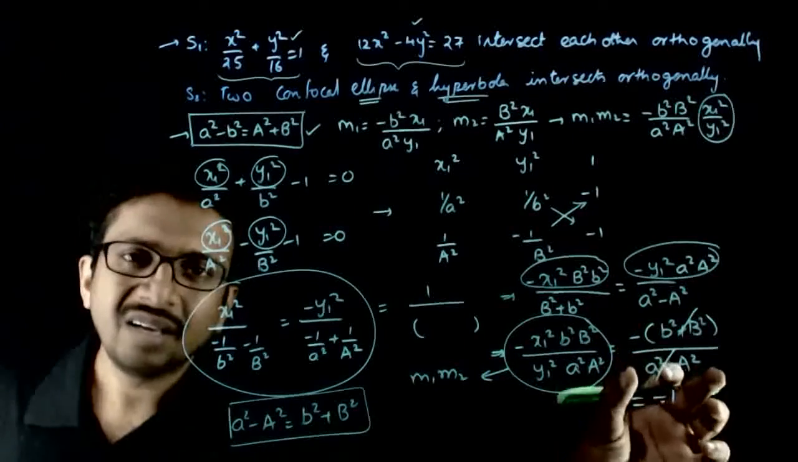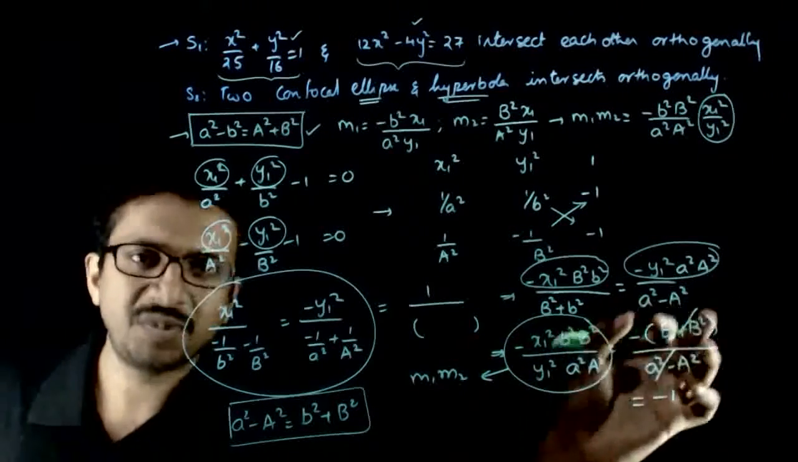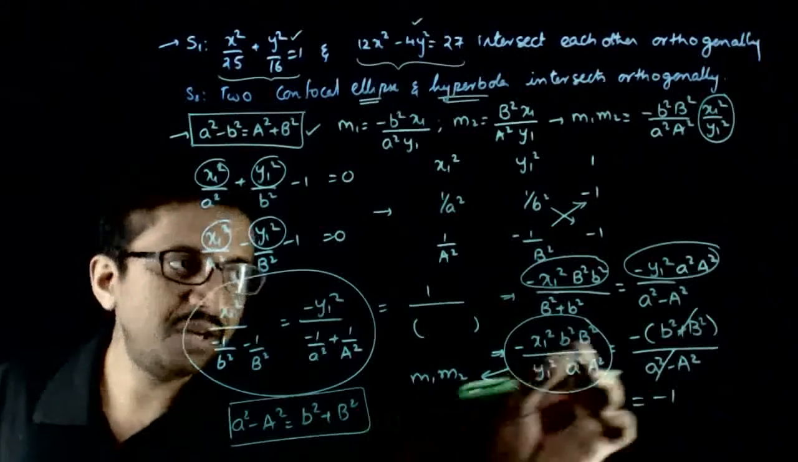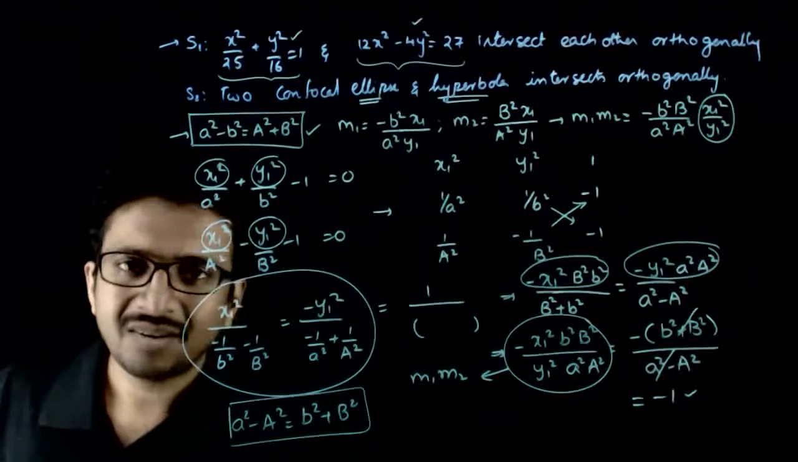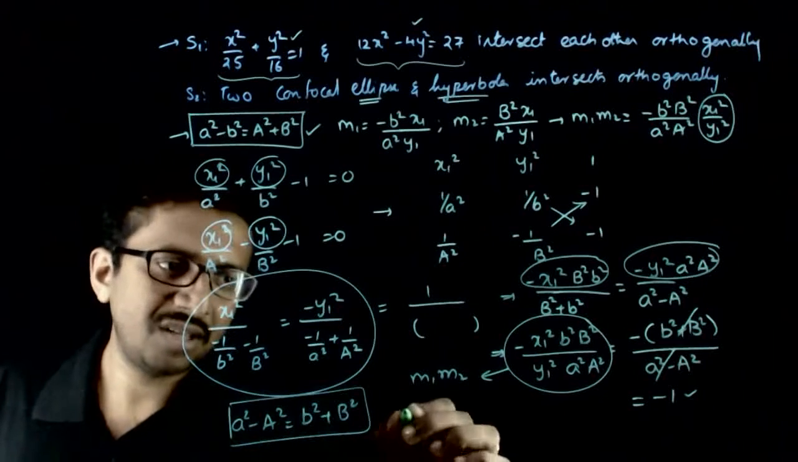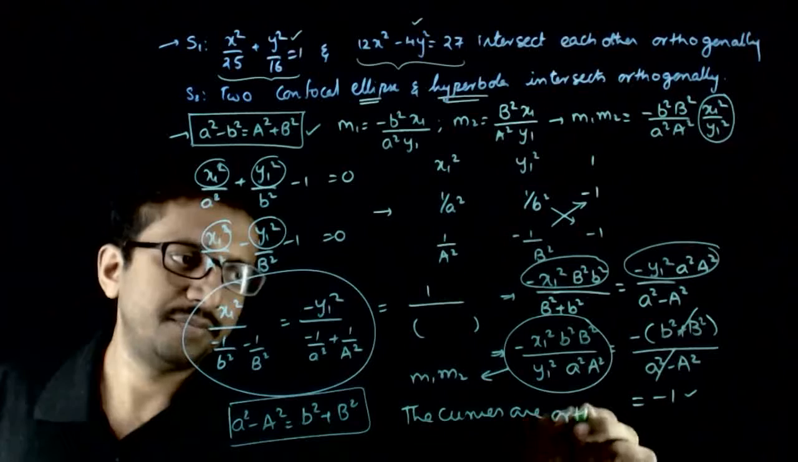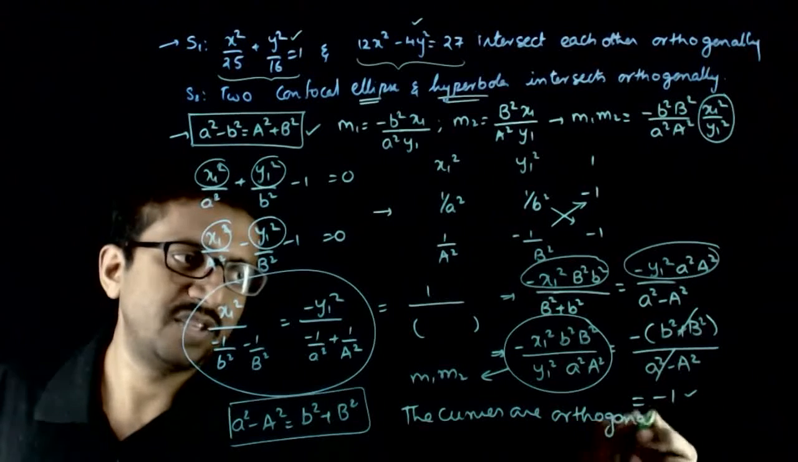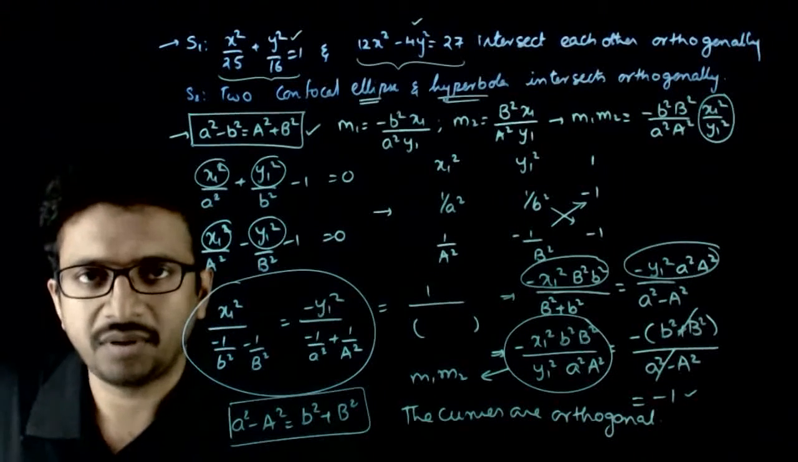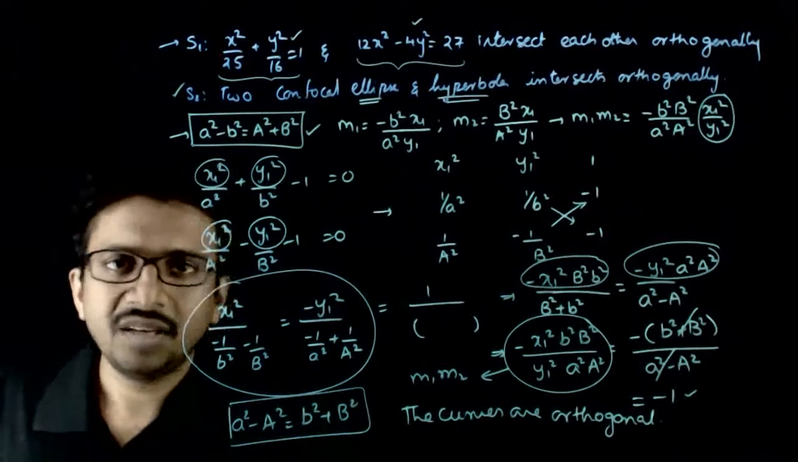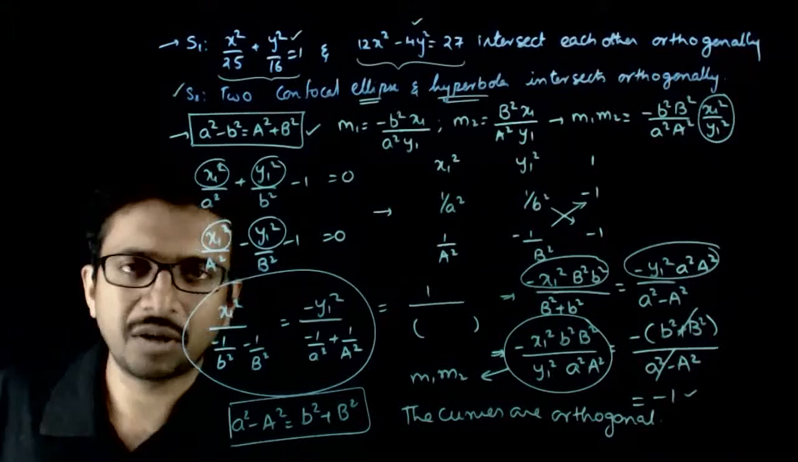So if the curves are confocal, that is ellipse and hyperbola are confocal, these two are getting cancelled and m1 into m2 is turning out to be minus 1, which ensures that the curves are orthogonal. Hence, statement 2 is true. That is, if the ellipse and hyperbola are confocal, they intersect orthogonally.